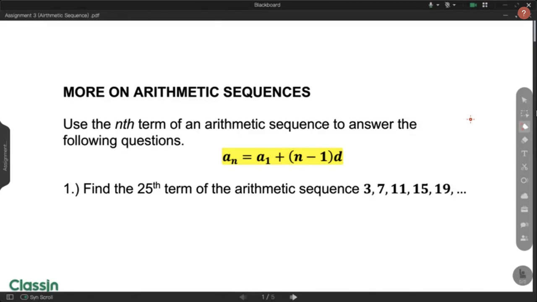It's me, Teacher Pi, and today we're going to answer some exercises on arithmetic sequences. Let's get started. Use the nth term of an arithmetic sequence to answer the following questions.